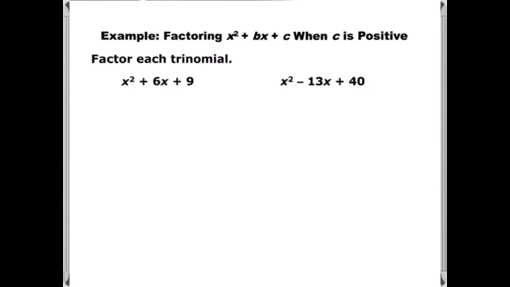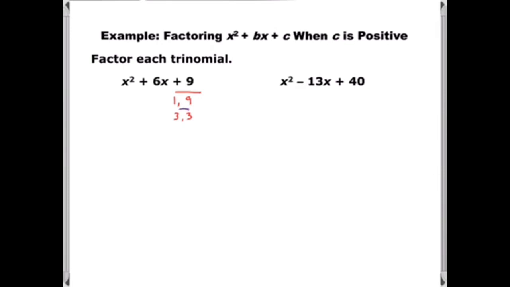So for the first example, we've got x squared plus 6x plus 9. We're looking for the factors of 9 that add up to be 6. If we didn't know how to start this, we could just start by listing out the factors, or numbers that multiply together to give you 9. Since 6 is positive, both of our factors need to be positive. So we've got 1 and 9, or 3 and 3.